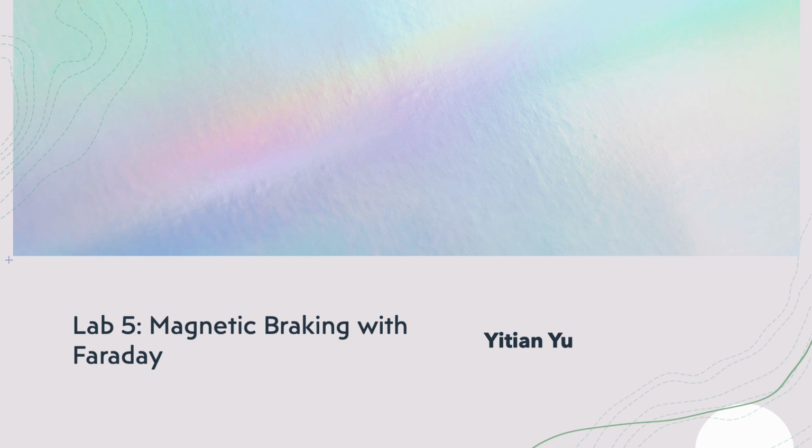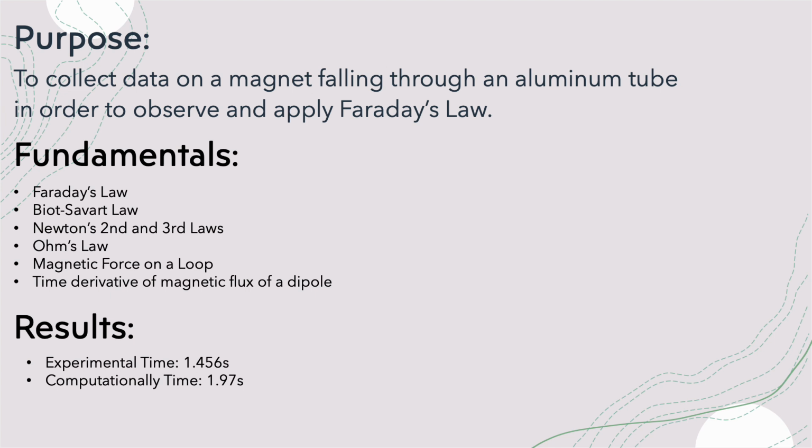Welcome to Lab 5, Magnetic Braking with Faraday's Law. First, the purpose of the lab: to collect data on a magnet falling through an aluminum tube in order to observe and apply Faraday's Law.